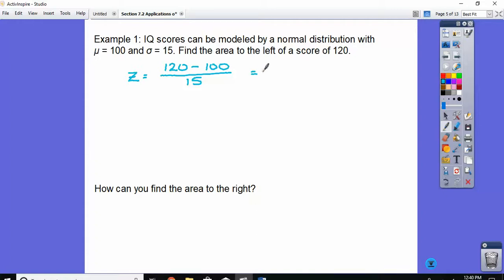Just go to 2 decimal places. That's really all we need. You get 1.33. So then you go to your table. That's my z. I'm looking for a probability of being to the left of that. So you go to the 1.33. You have 1.3 on the side of the table, and then you go to the 3 on the top. Make sure you're looking carefully, and if you need help reading this table, ask. And what do you get? 0.9082.